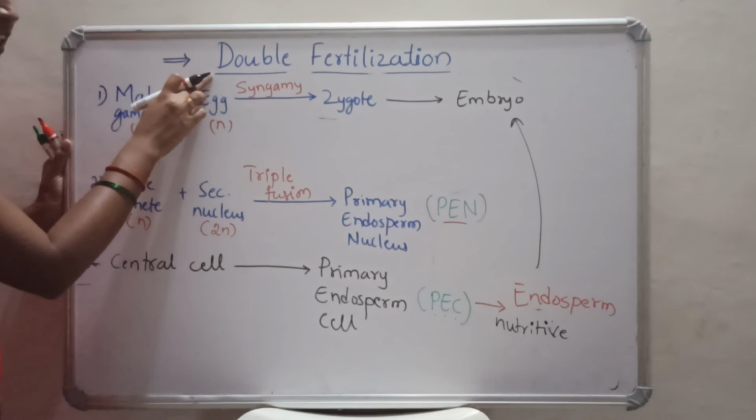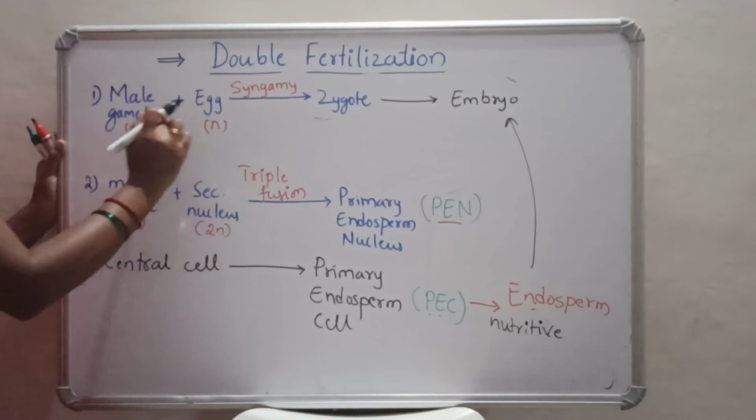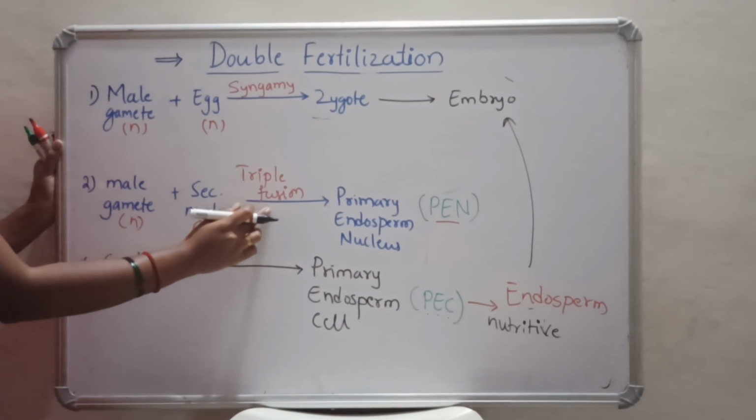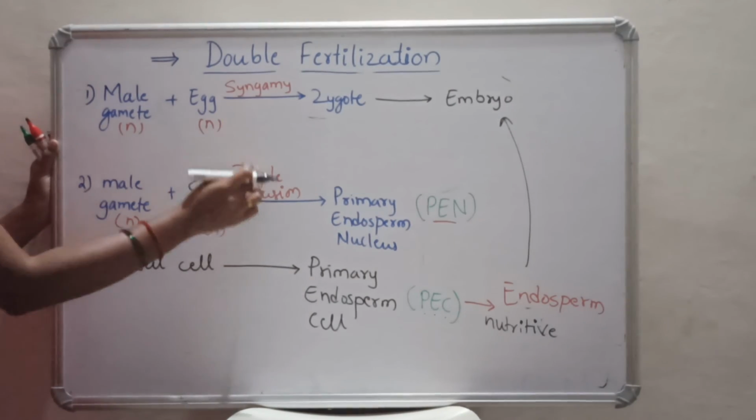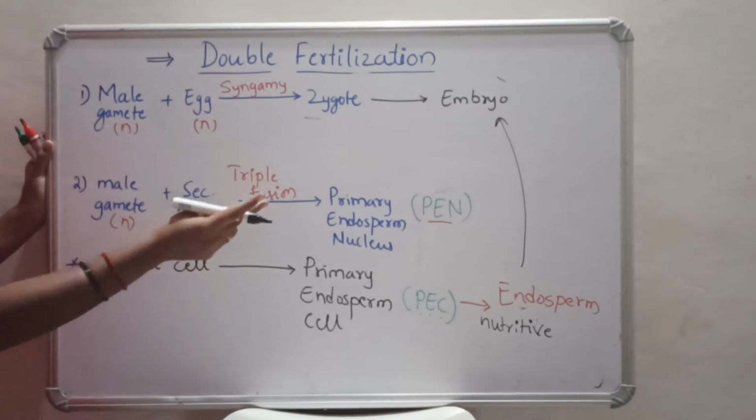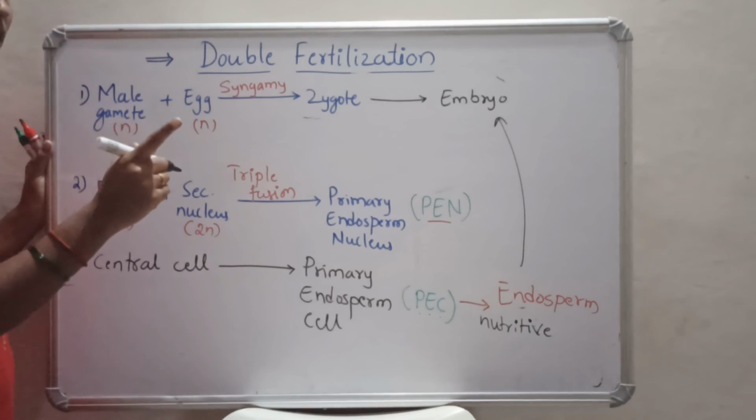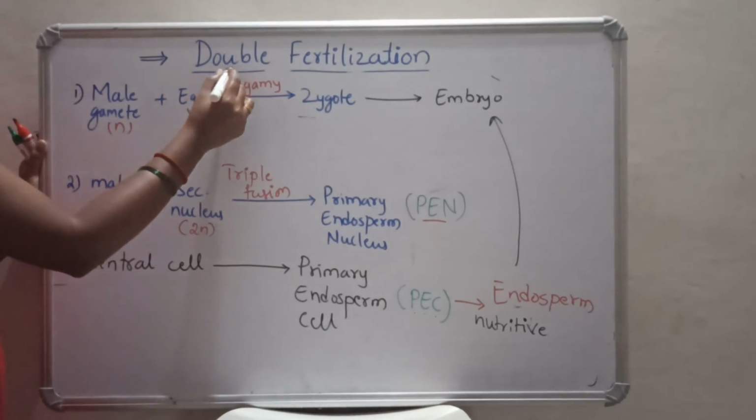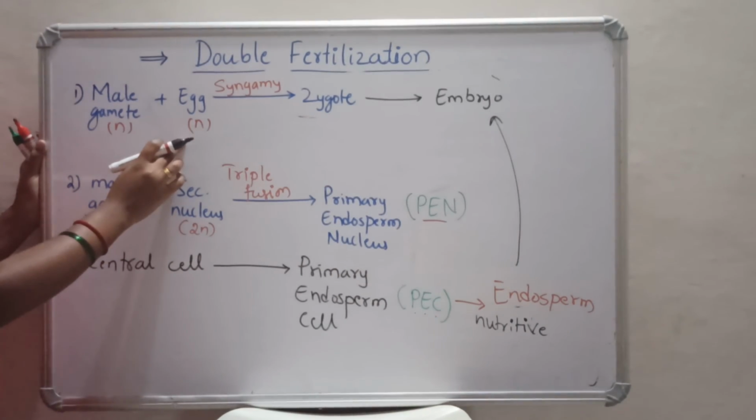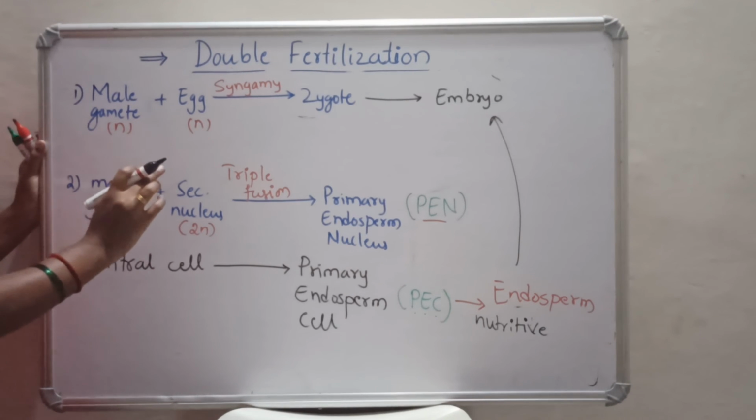Here double fertilization means the syngamy process and the triple fusion process. Both processes take place in a single embryo sac, and this is called double fertilization. This is about today's class.